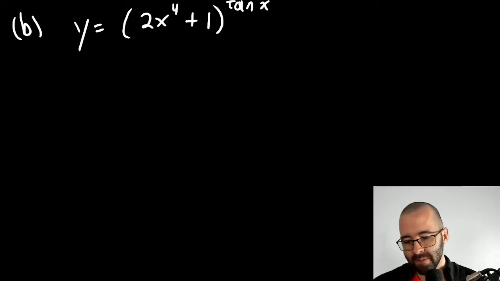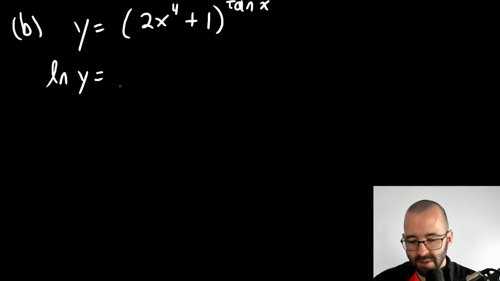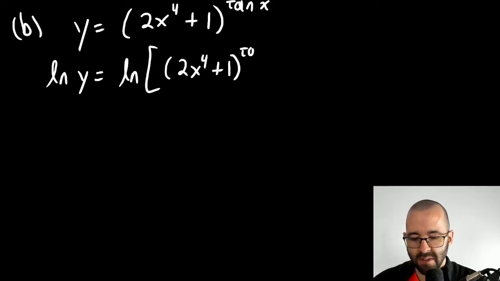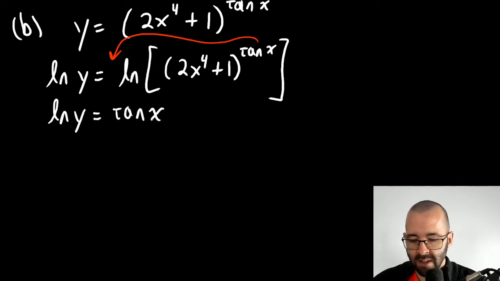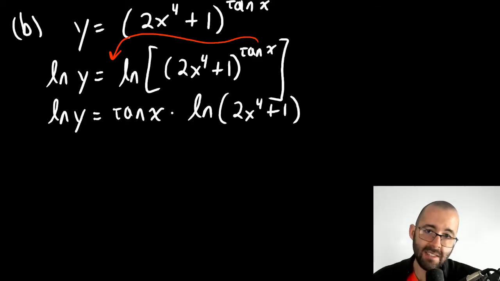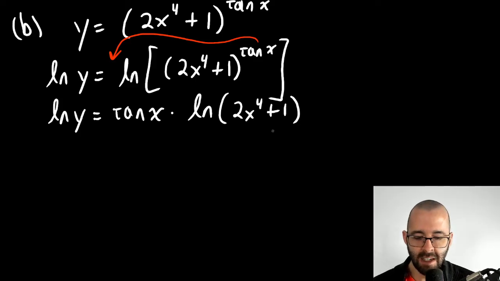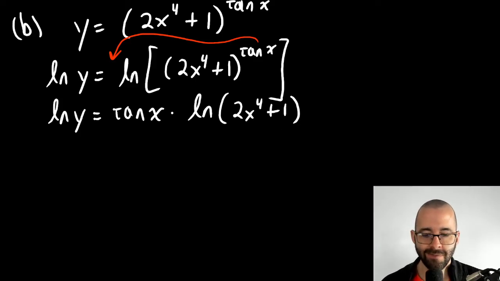Let's find its slope. So first step, take the natural log of both sides and simplify. When you take the natural log, we have the natural log of the left-hand side equals the natural log of the right-hand side. Be careful with your parentheses here. And we'll use properties of natural logs to simplify. The exponent can come out in front of the natural log. We're going to get the tangent of x times the natural log of 2x^4 + 1. And that's it. It doesn't simplify any nicer than that because of this pesky little addition sign.